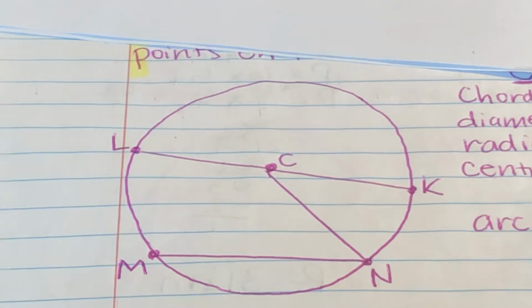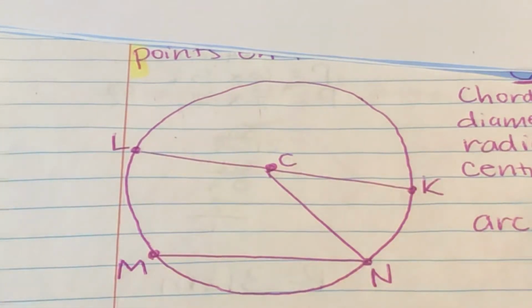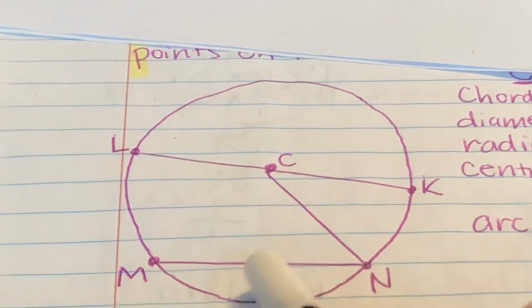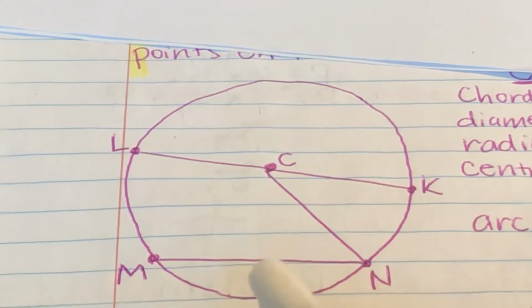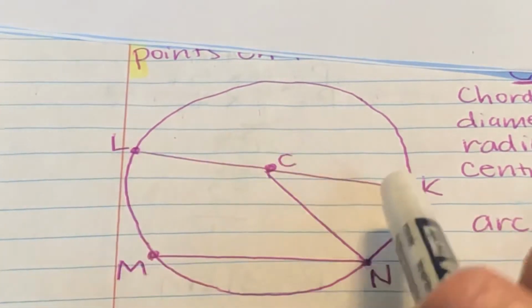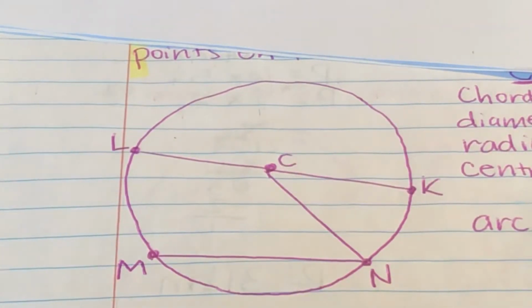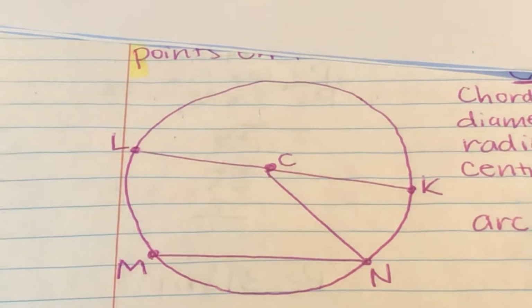We already know CN can't be one because CN is not even a chord since C is in the middle, it's not on the circle. So the only diameter in this one is LK. You can have more than one diameter. It just so happens in this circle we only have the one. MN cannot be a diameter because it doesn't pass through the center, so it's just a chord. But LK is both a chord, because its points are on the circle, and a diameter, because it passes through the center. So a diameter is a chord that passes through the center.